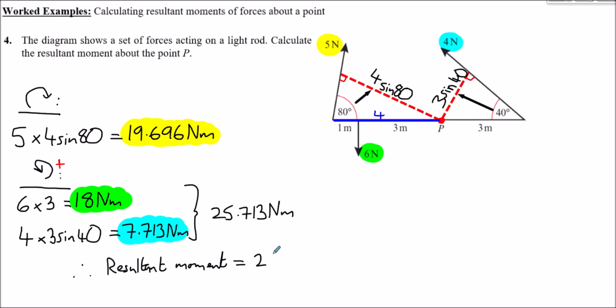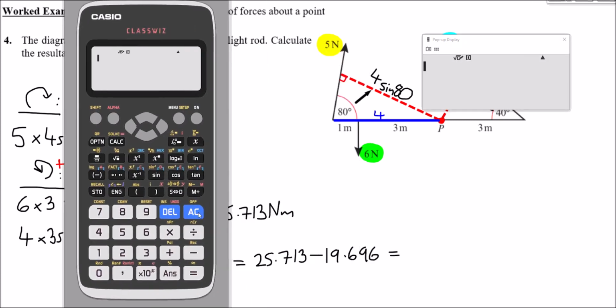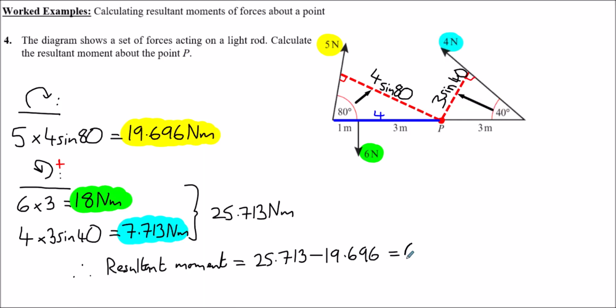is going to be the 25.713 Newton meters acting in the anti-clockwise direction, less the 19.696, which is opposing it. Let's just use the calculator to check that one out. 25.713 minus 19.696. Now at this point we can round off, and that's okay. So it's about 6.02 Newton meters to 3 significant figures, and it's acting in an anti-clockwise direction.